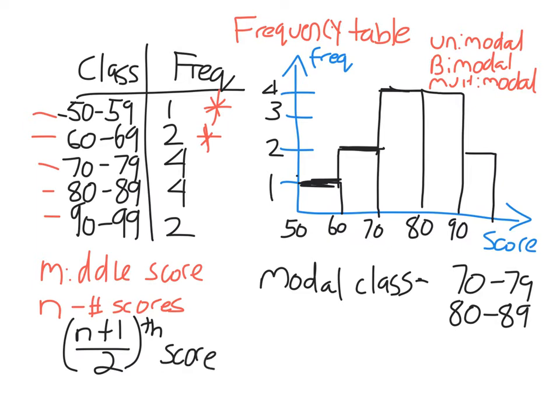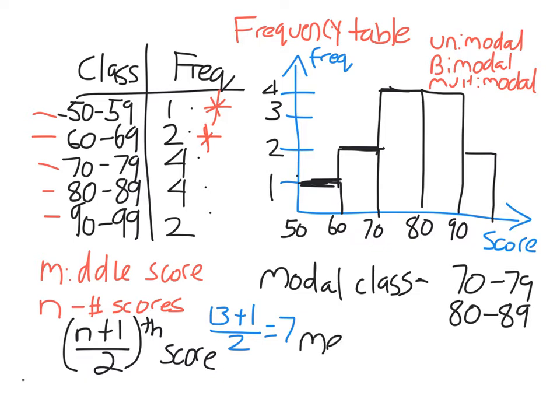So in my data here, I have 1, 3, 7, 11, 13 scores. So if I put it into this formula, 13 is n because there are 13 scores, plus 1 divided by 2 equals 7. The median is not 7. The median is the 7th score. It doesn't matter whether I consider it the 7th highest or 7th lowest.